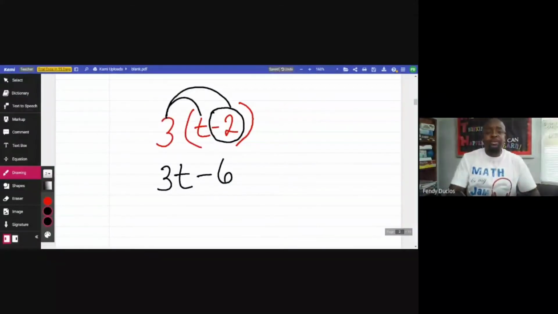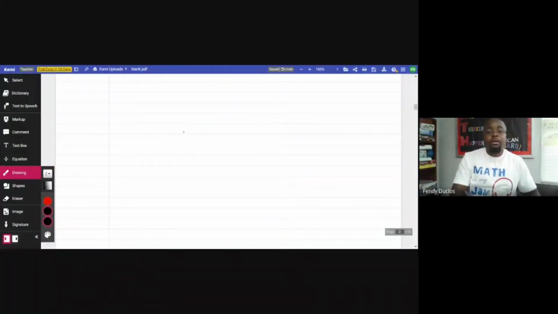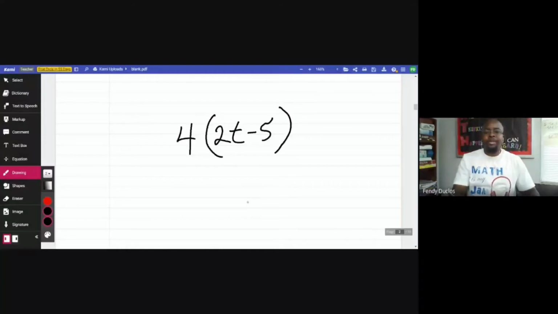You could have also just done 3 times 2, which is 6, and then you could have brought down your minus sign, okay? Either way is correct in that particular scenario. Moving right along, the next problem is going to be 4 times 2t minus 5, okay? 4 times 2t minus 5.